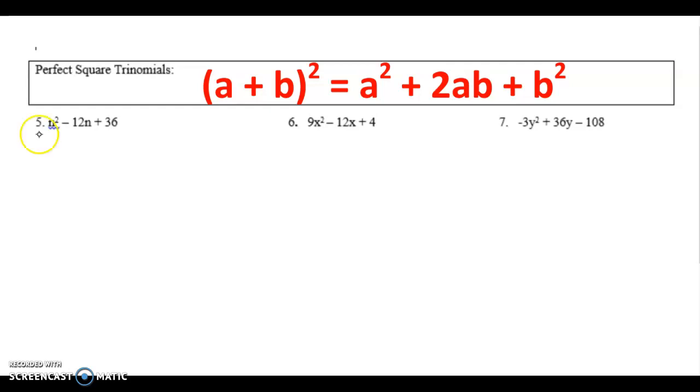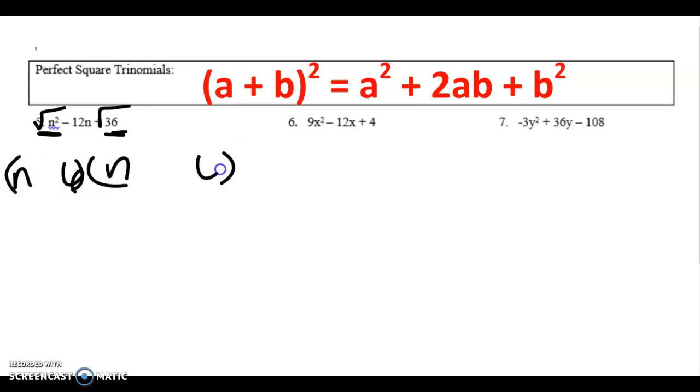So when I look at this, what I'm really looking for is the front and the last, and again, perfect squares. I got 1 and 36. That means I can do 2 sets of parentheses. I can do n and n. I can do 6 and 6. And then this is positive and this is negative, which means they're both going to be negative.